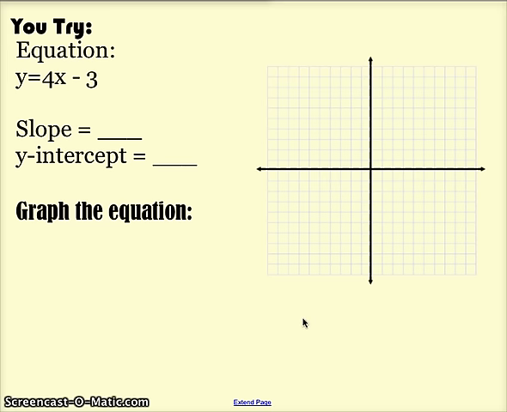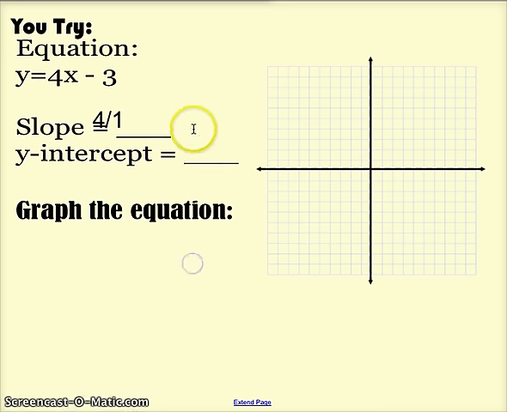So the equation is written for you, y equals 4x minus 3. Pause the video here, write your slope, your y-intercept, and graph it. Okay, you should have said that your slope is 4, and you can say 4 over 1 so you know your rise over run, and your y-intercept is negative 3.